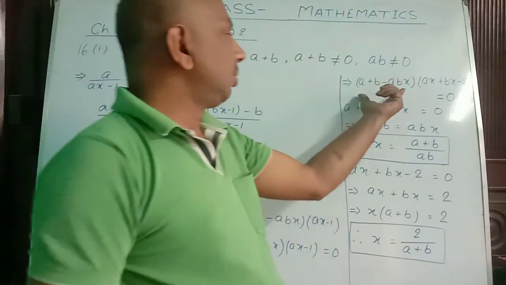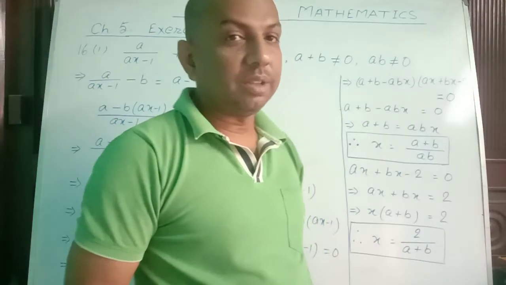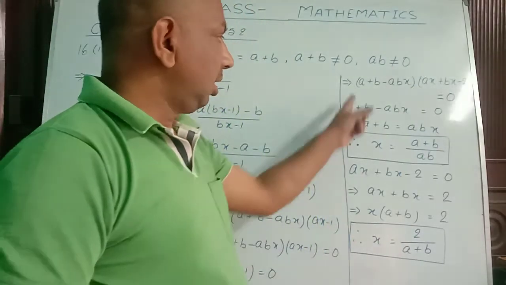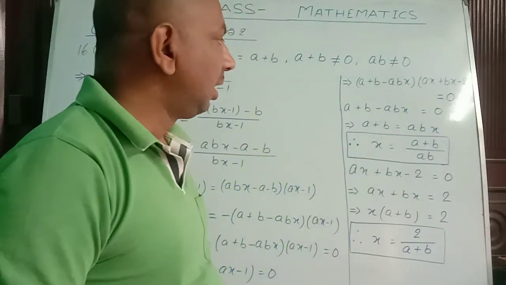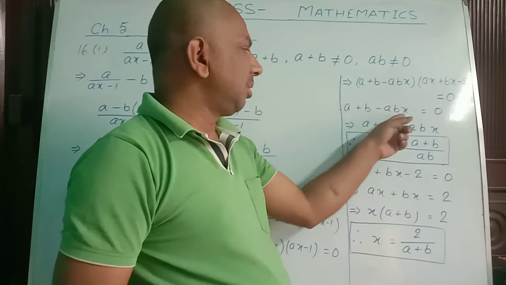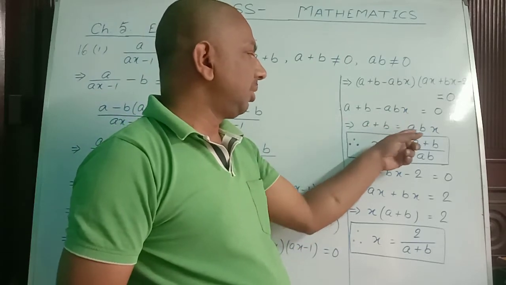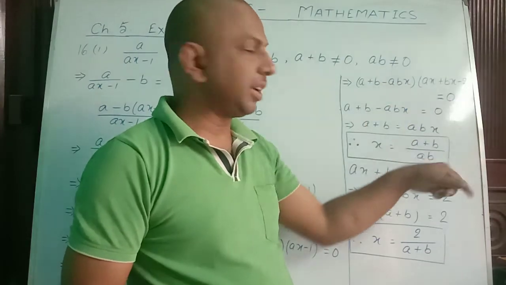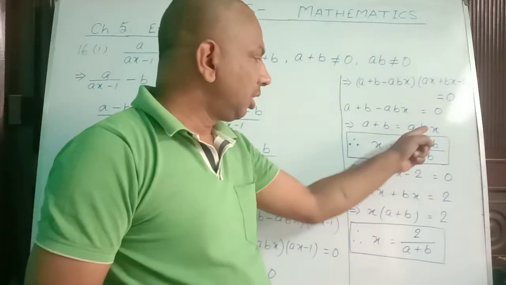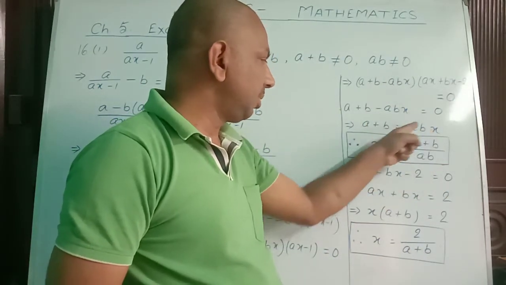Now these two terms will be equal to 0. From there we have to find out the value of x. If a plus b minus abx equal to 0, then a plus b equal to abx, by transposition this minus abx went that side. Therefore x equal to a plus b by ab.